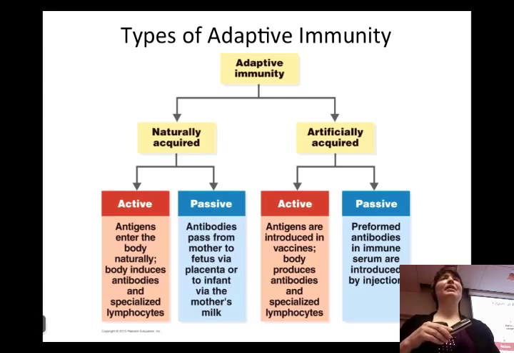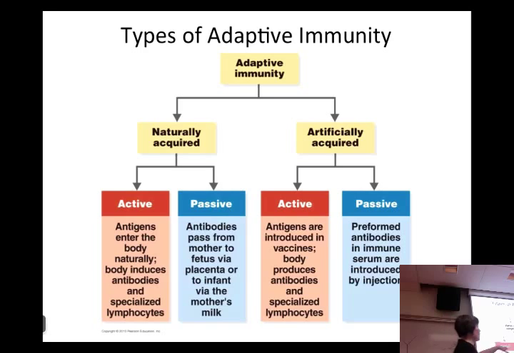If it's natural, where are they coming from? They're coming from mom, right, during pregnancy. So antibodies that pass from the mom to the fetus or to the infant, so either across the placenta or in the breast milk, those passively acquired antibodies confer immunity, but it's still considered natural.